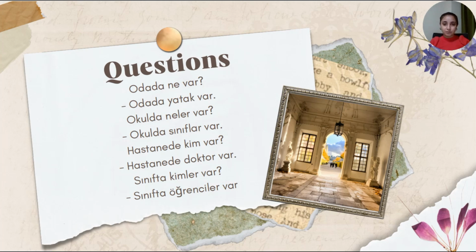Okulda neler var? What are the things in the school? Okulda sınıflar var. There are classrooms in the school. Hastanede kim var? Who is in the hospital? Hastane, it is hospital. Hastanede, in the hospital, doktor var. There is a doctor in the hospital. Sınıfta kimler var? Who are the people in the classroom? Sınıfta öğrenciler var. There are students in the classroom.